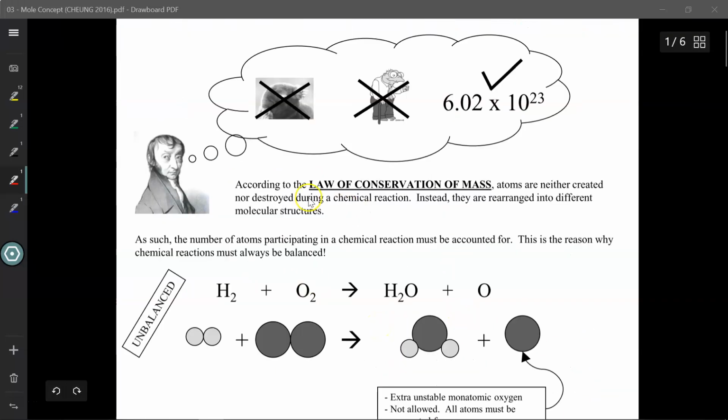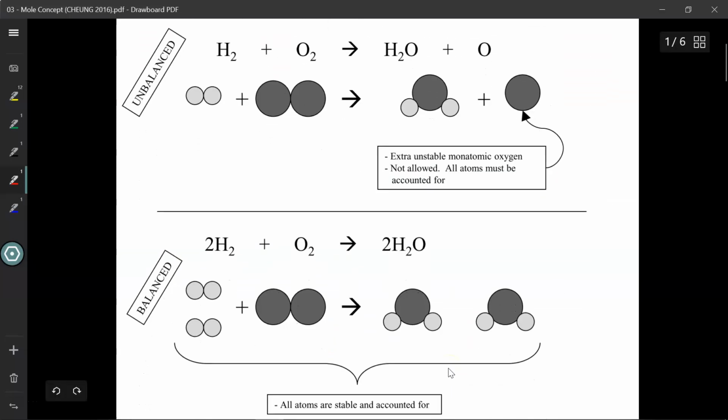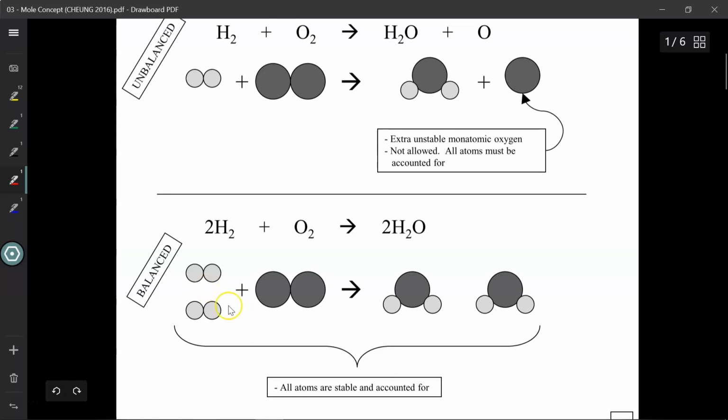Now, if you recall, the law of conservation of mass states that atoms are neither created nor are they destroyed during a chemical reaction. All that happens is that they are rearranged into a new form. That is why we have to balance our equations so that they follow the law of conservation of mass. It's not good enough just to write down the elements. Hydrogen plus oxygen makes water and monatomic oxygen. You're not allowed to have an extra piece just lying around.